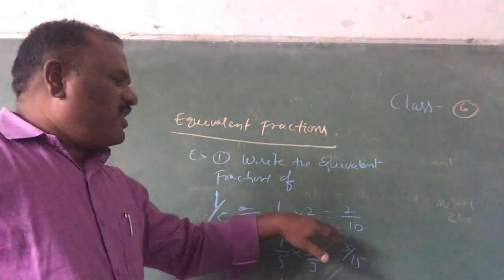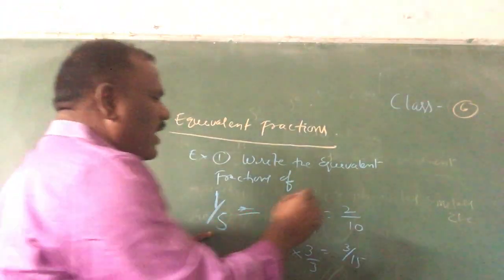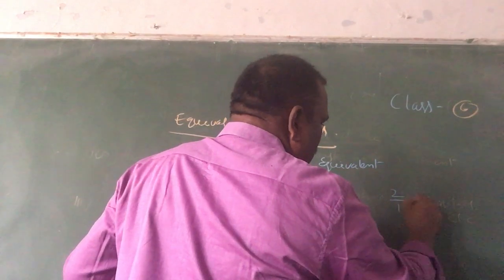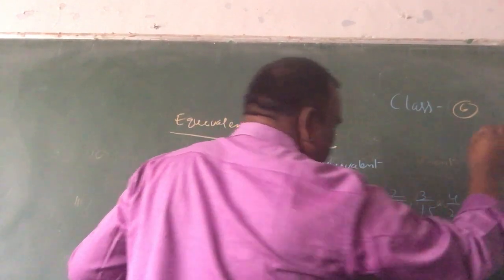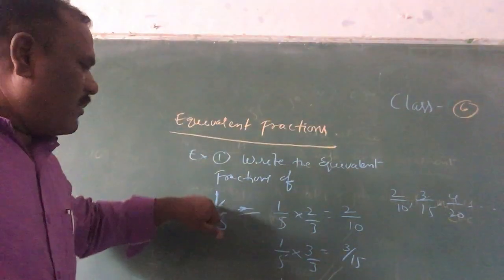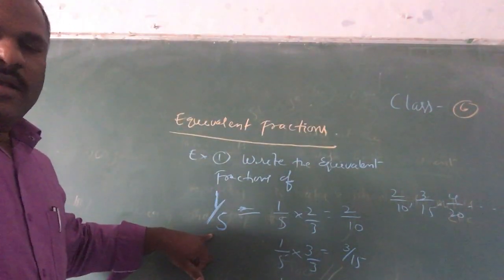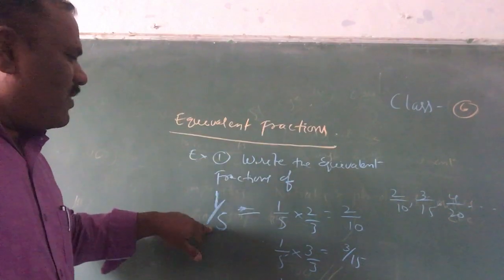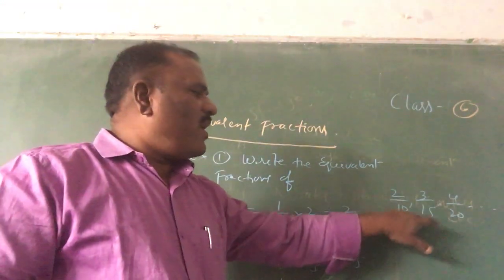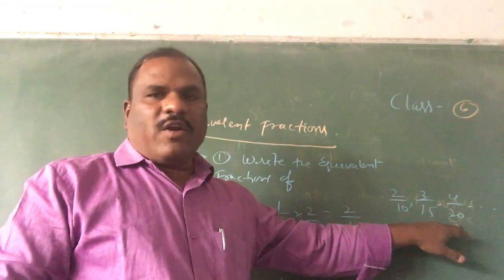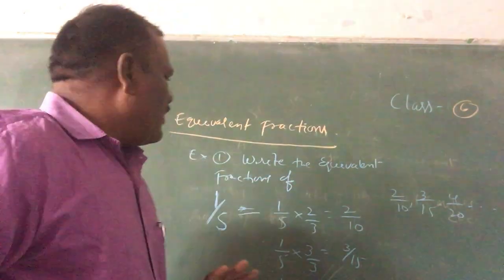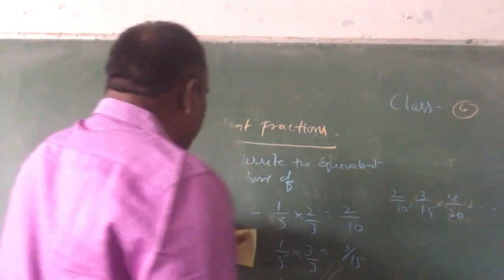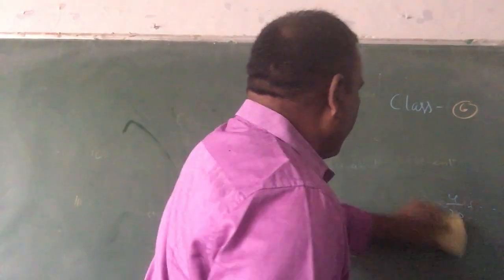So here the equivalent fractions of 1 by 5 are 2 by 10, 3 by 15, and 4 by 20, etc. These are the equivalent fractions of 1 by 5. Okay children, now some more examples you can take.